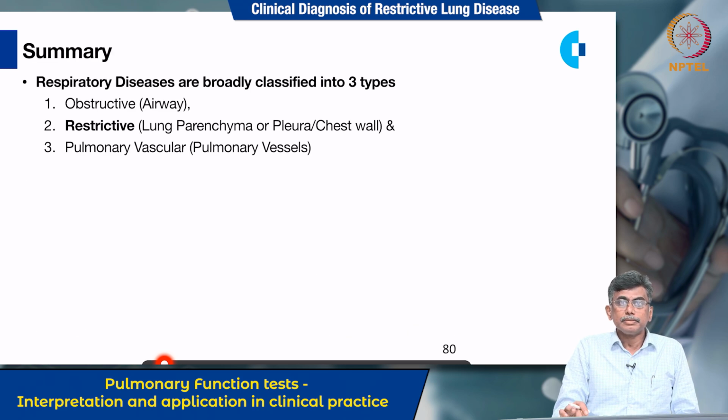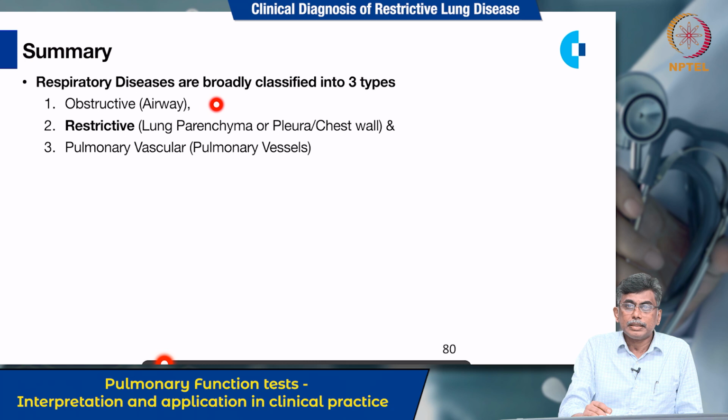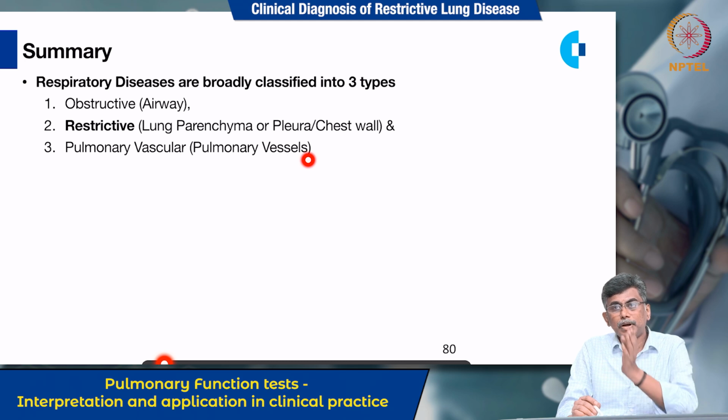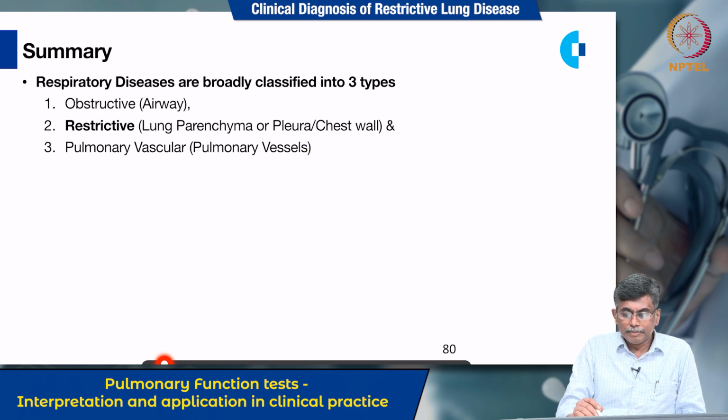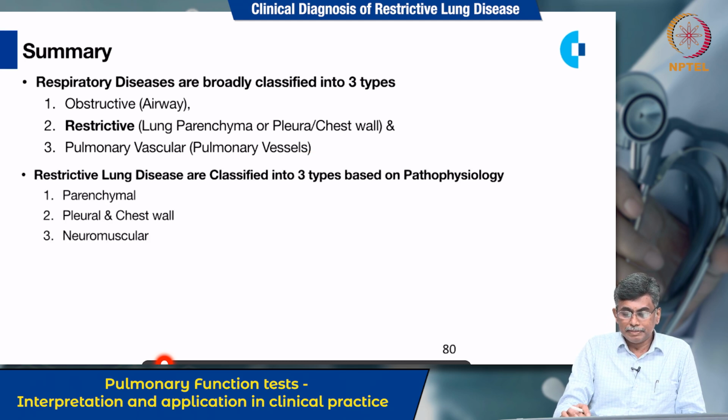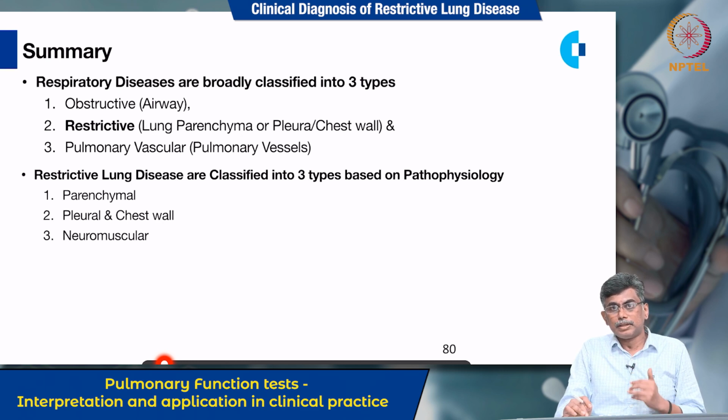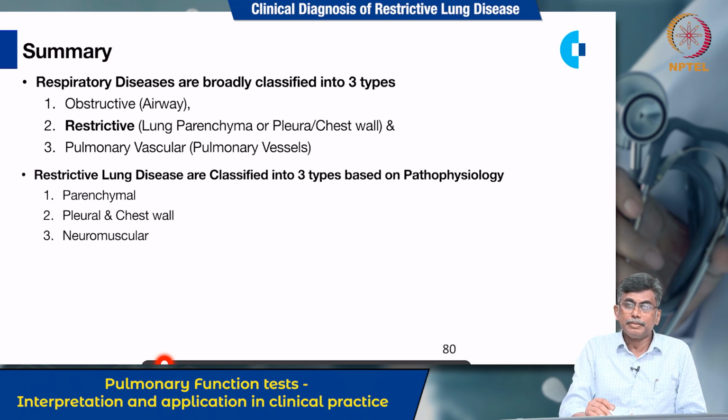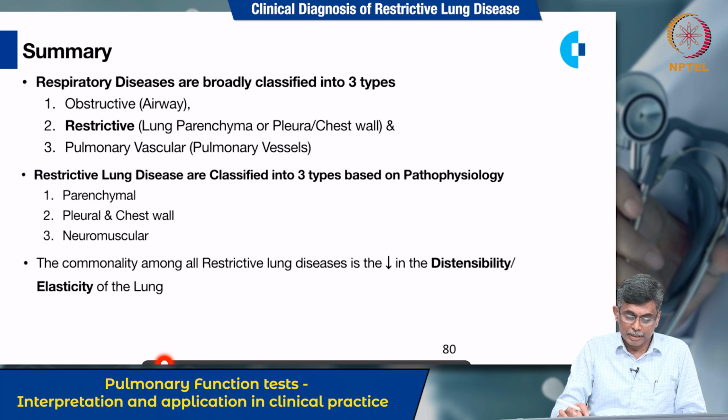Now to summarize, respiratory diseases are broadly classified into 3 types. Obstructive, where the problem is in the airway. Restrictive, where the problem can be in the parenchyma, pleura or the neuromuscular system. Or pulmonary vascular, where the problem is in the pulmonary vasculature. Now restrictive lung disease, the topic we are discussing, is classified into 3 types: parenchymal, pleural, and chest wall or neuromuscular.